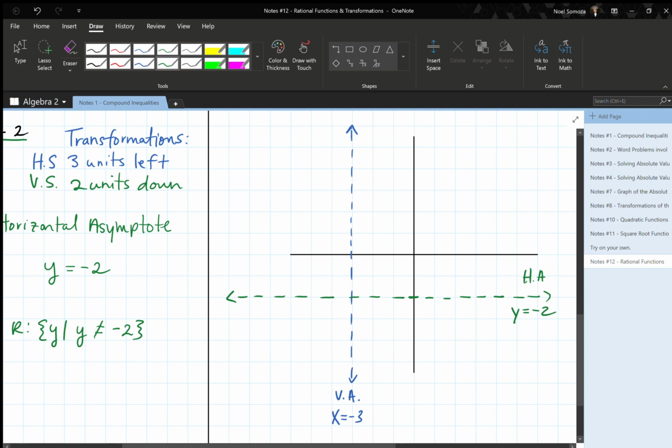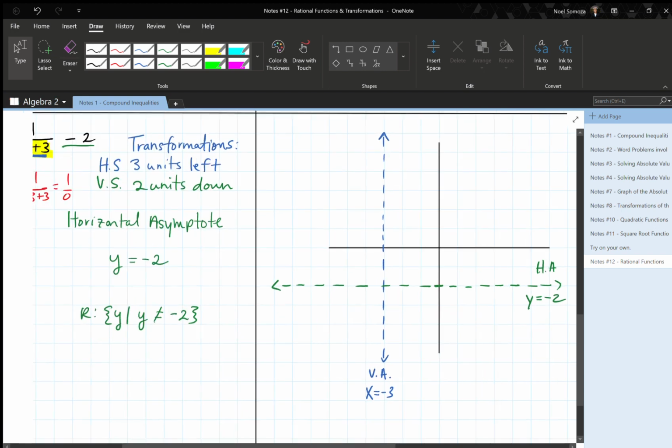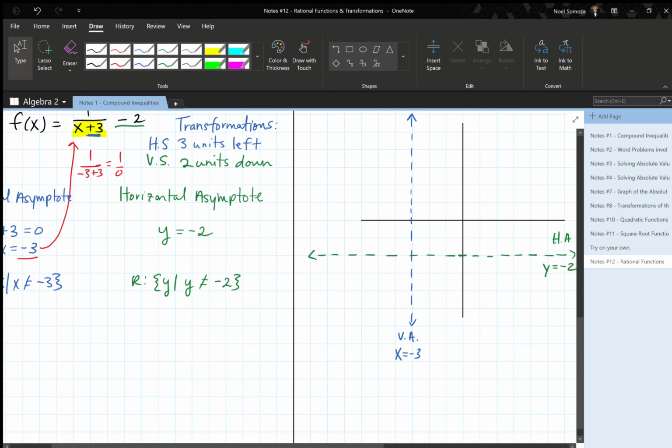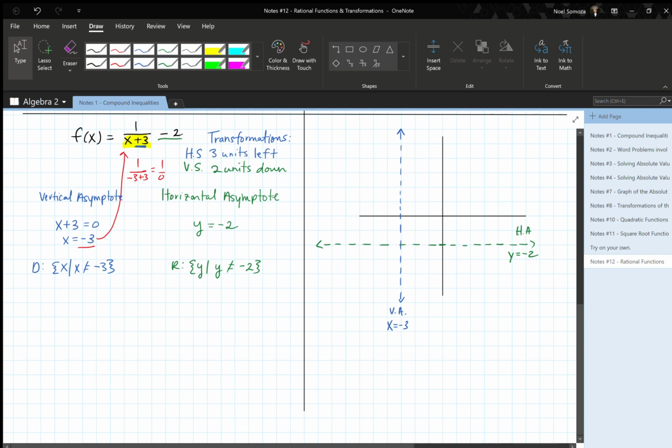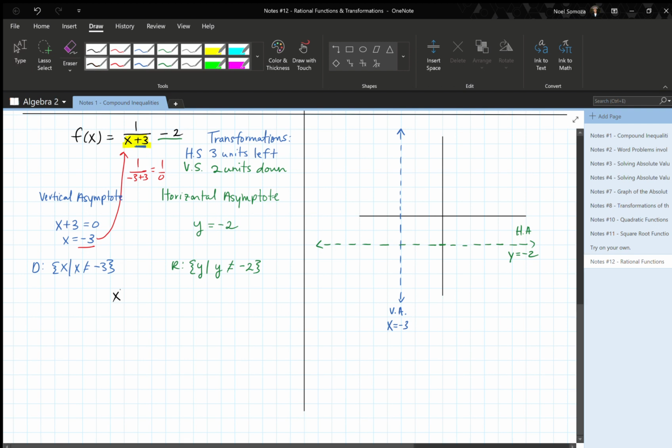All right, so from here, before I do anything else, I need a t-table because I need to plot some points so that I can draw the rest of the curves. So let's go back to the left side of your paper and let's make a t-table there. I'm gonna go horizontal this time. Actually, no, I'm gonna keep it vertical. I'm gonna stay consistent. So here's x, here's y.